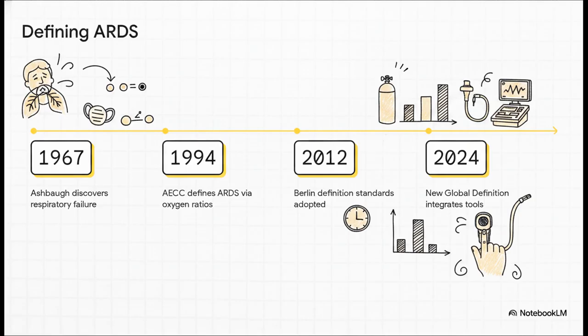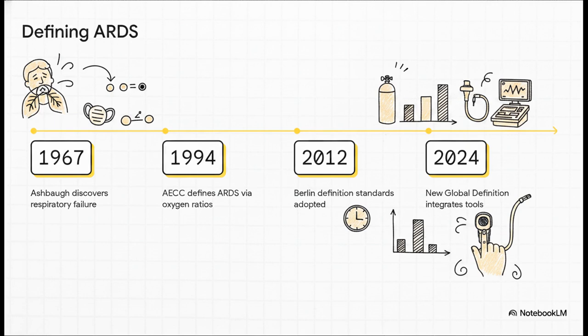The 2012 Berlin definition fixed that. It established a strict 1-week time frame and categorized the severity into mild, moderate, and severe. But here's the catch. Berlin was basically designed for well-resourced hospitals. That's why the 2024 new global definition is such a massive game changer. It's a total paradigm shift.